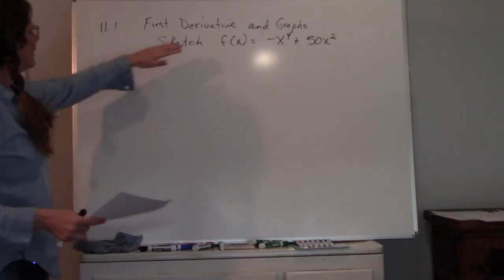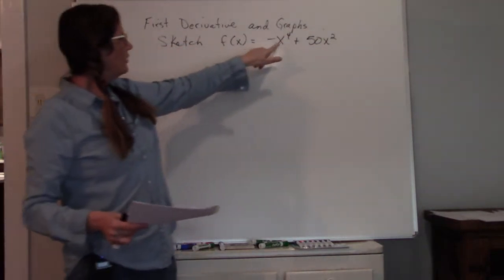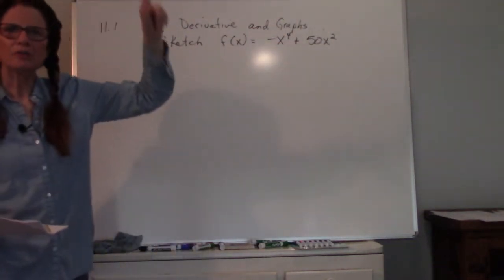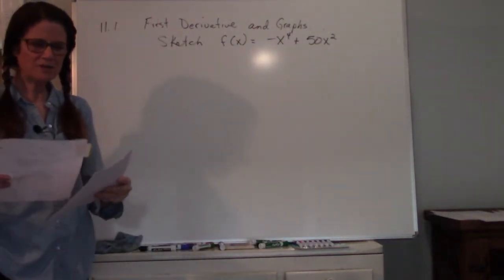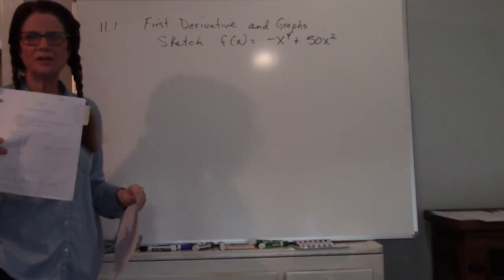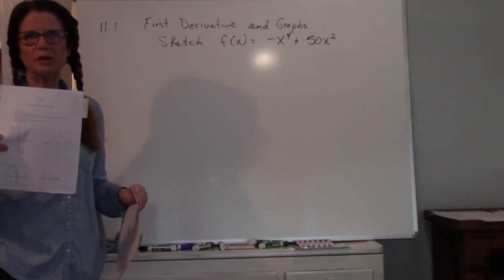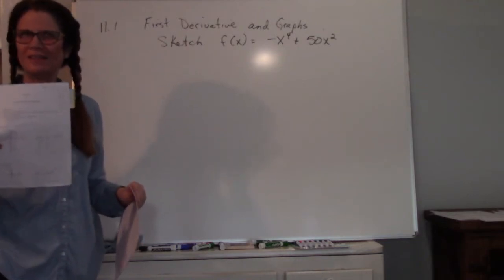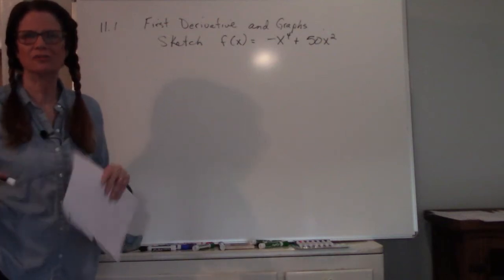Okay, so here's my function: negative x to the fourth plus 50x squared. As we walk through this process, this is actually on Canvas. If you want to print it up, just go to 11.1. It might say 12.1, it depends on which version. I think I changed them all to the 14th edition.